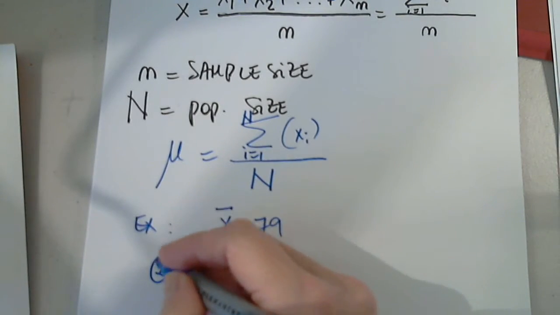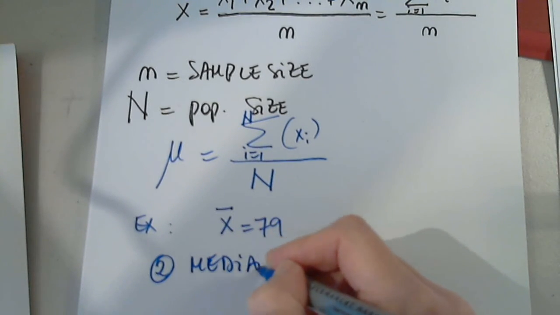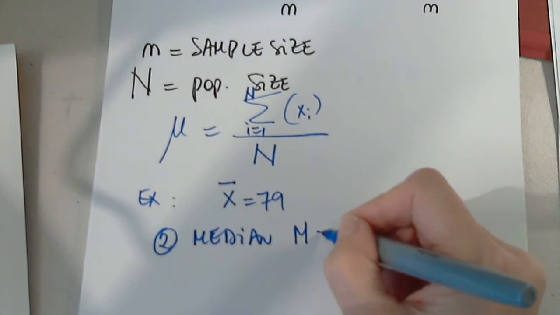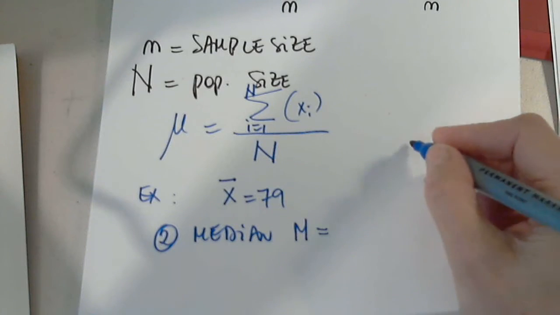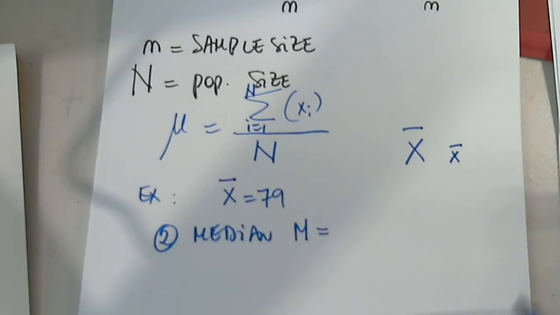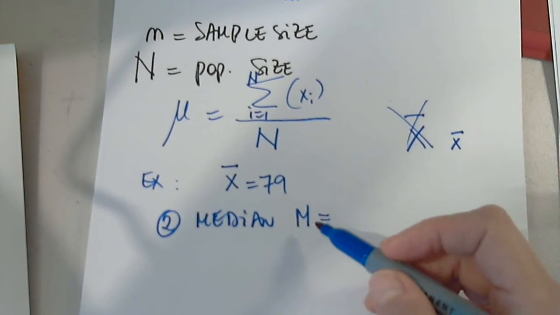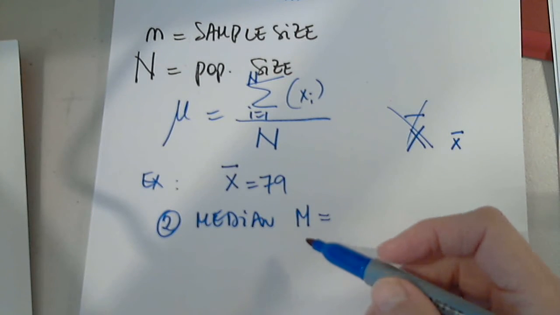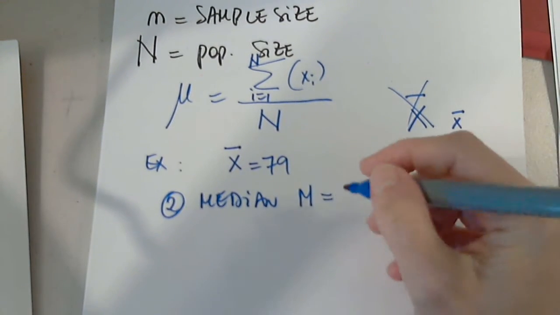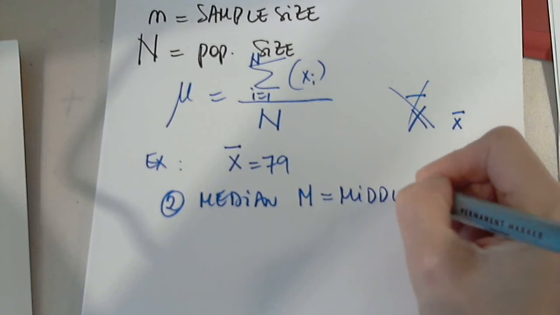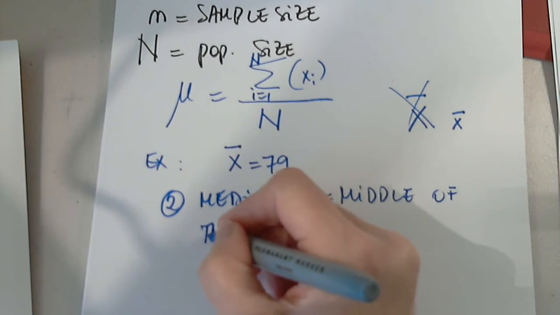Okay, our next measure of central tendency is called the median. So number 2, median. Normally denoted by uppercase M. So this was x bar, lowercase x, not this, but this, okay? And the uppercase M, which will require us, number 1, first of all, what is the median? The median is the middle of the data set.